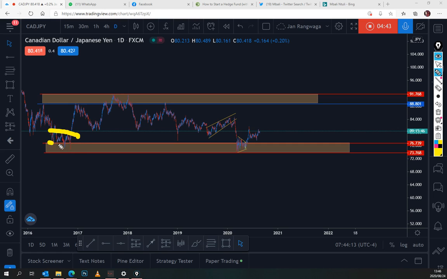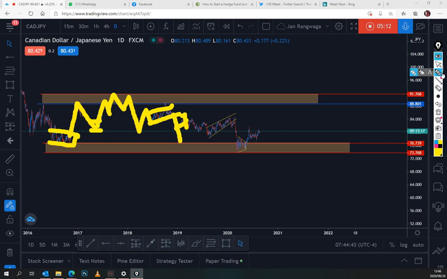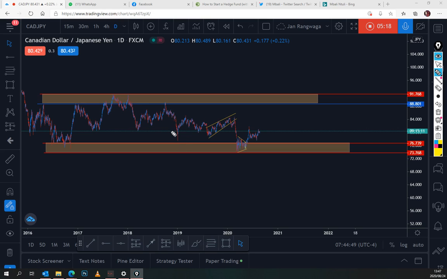We see it was consolidating: impulse, corrective move, quite a small range, impulse, correction, impulse, correction, impulse, impulse, correction. Then we started having this structure, and it went down. We had again another structure here, it headed down. That has been happening since 2016.